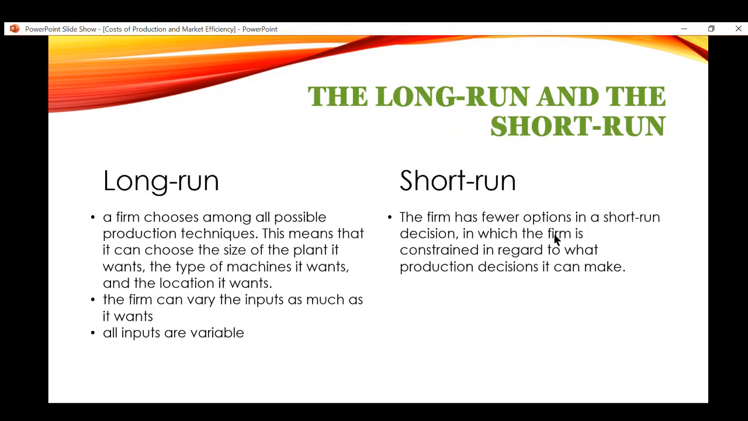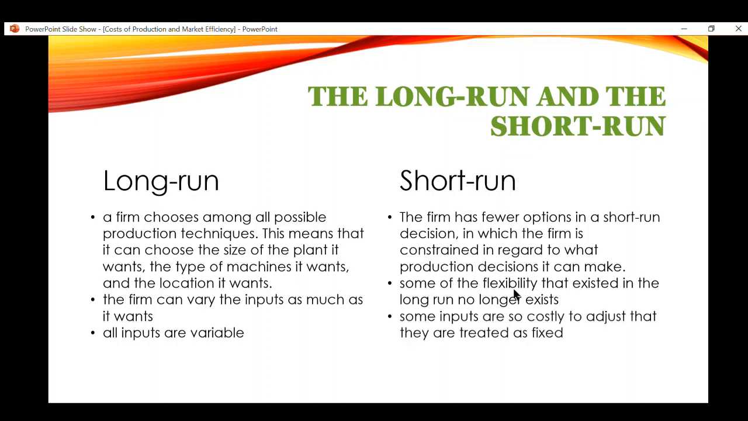It is where the firm is constrained in regard to what production decisions it can make. So, some of the flexibility that existed in the long run no longer exists here in the short run. Some inputs are so costly to adjust that they are treated as fixed. And okay, so some inputs are considered as fixed.